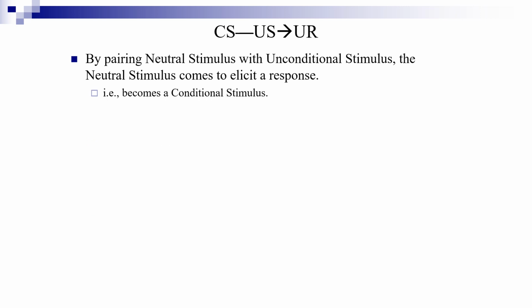Now, this is what I mentioned in the last slide. This happens because you're pairing a neutral stimulus with an unconditioned stimulus. Eventually that neutral stimulus comes to elicit a response, or becomes a conditional stimulus. Looking at the notation here, we have CS, which is conditioned stimulus, paired with a US, and this will yield some unconditioned response. In Pavlov's example, the conditioned stimulus would be the sounds that he was playing, paired with food, which is the unconditioned stimulus, and this is going to yield salivation in the dog.